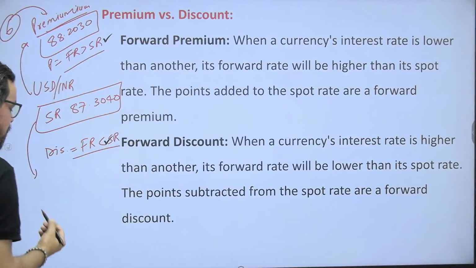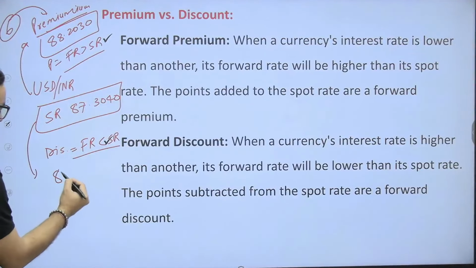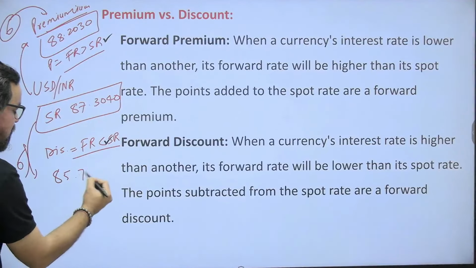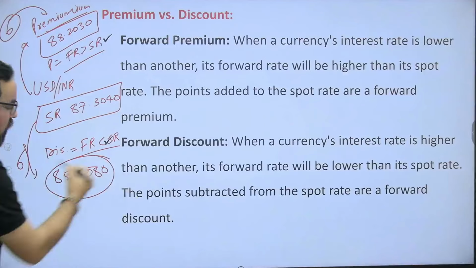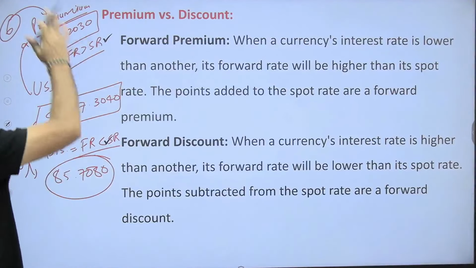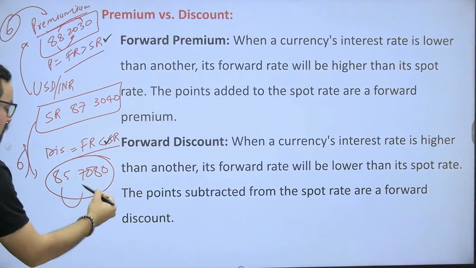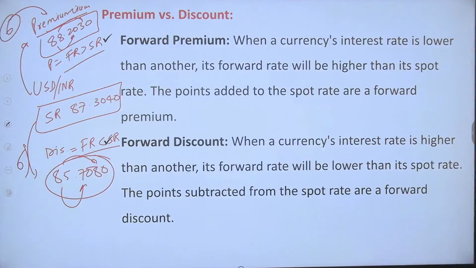So that is the situation. Let's say it is quoted at 85.6, and months later it is quoted as 85.7080. So this is the situation of discount. And the premium, if it is premium, it will be in the buying rate as well as in the selling rate. If it is discount, it will be in both the buying and selling rate.